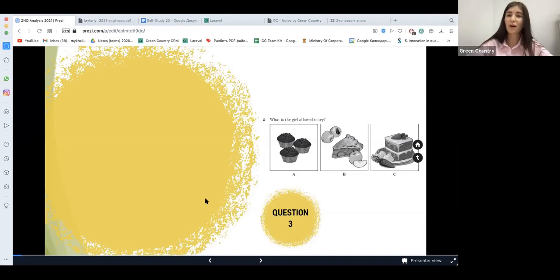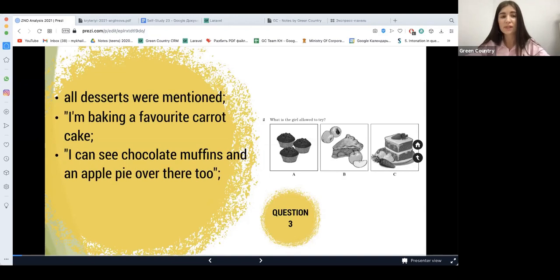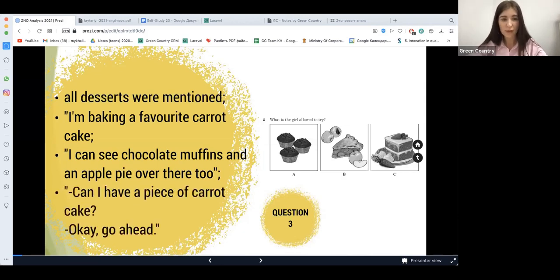Okay. So, we need to note that all desserts were mentioned. We could hear muffins, apple pie and carrot cake. But the question is what the girl can try. So there was a dialogue. I'm baking a favorite carrot cake. So this is the first food item we heard. Chocolate muffins, we heard apple pie as well. And the other part of the dialogue, can I have a piece of carrot cake? It's her request, it's her question. Okay, go ahead. So she is allowed to try.